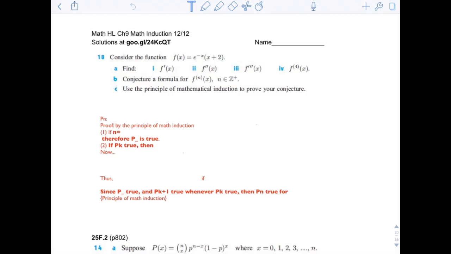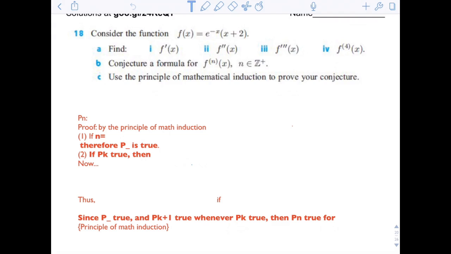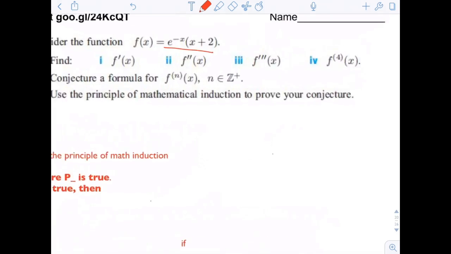Page 12 of math induction, number 18. So we are going to first find some derivatives of this expression here, and we'll see that it creates a pattern.